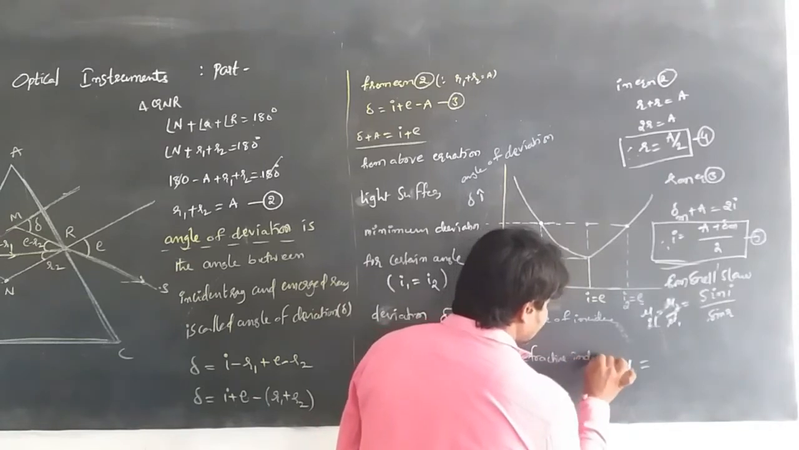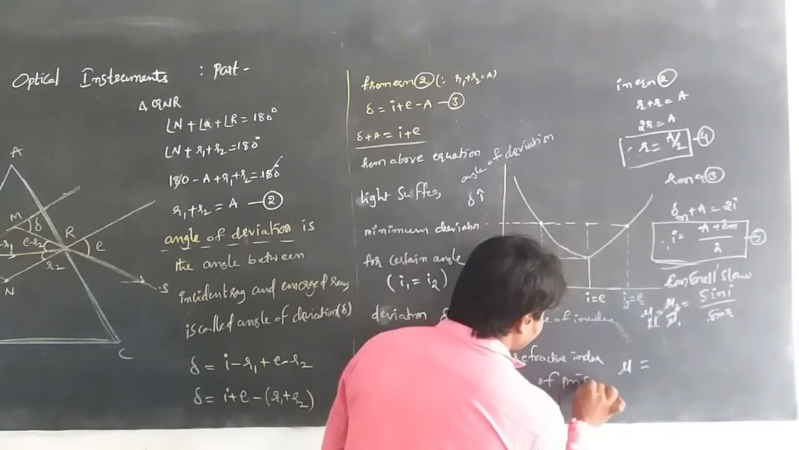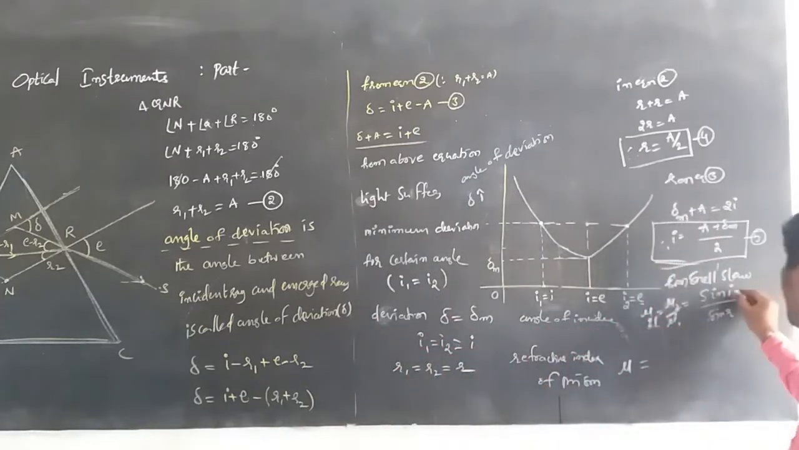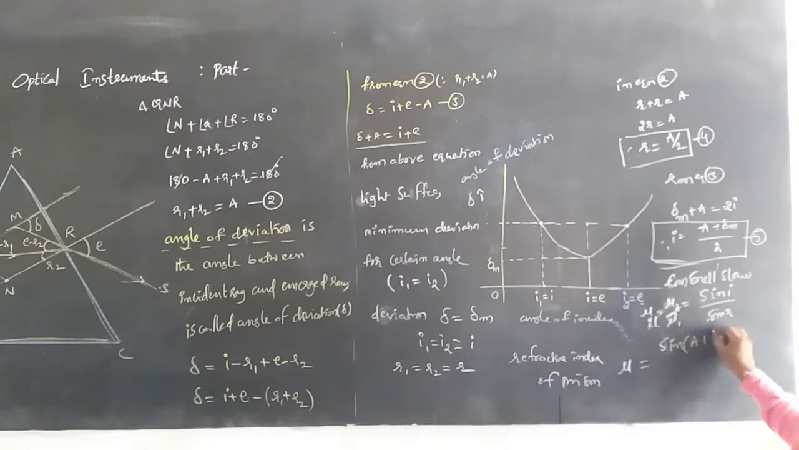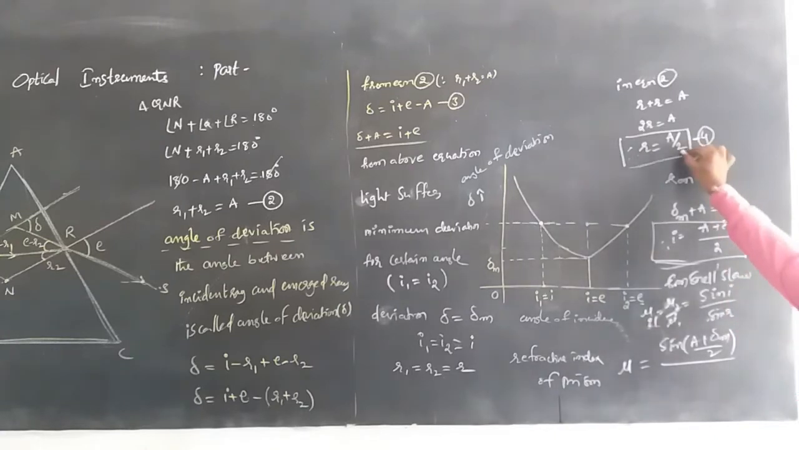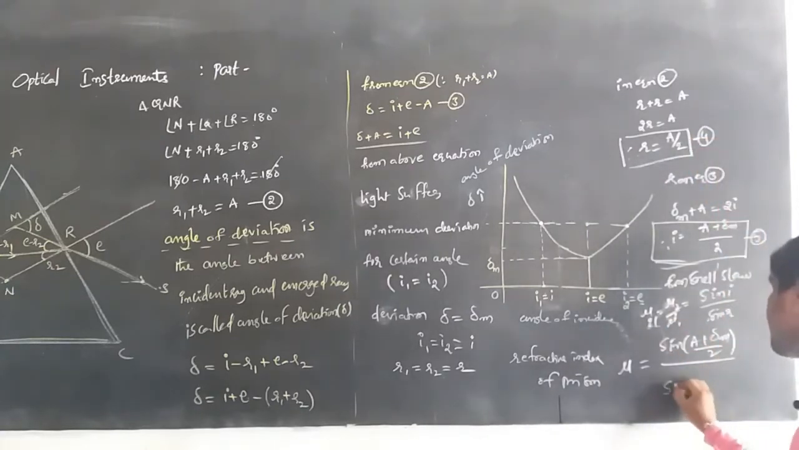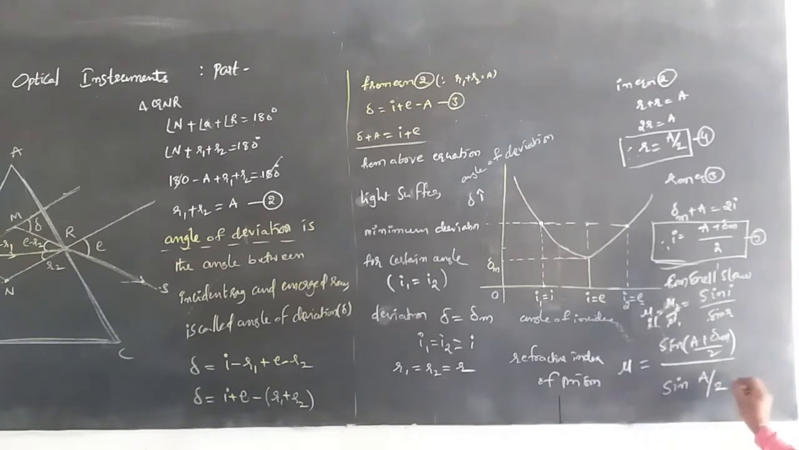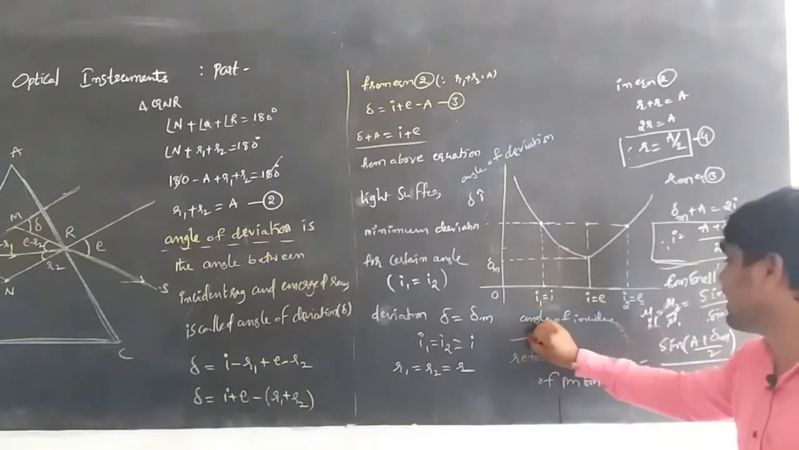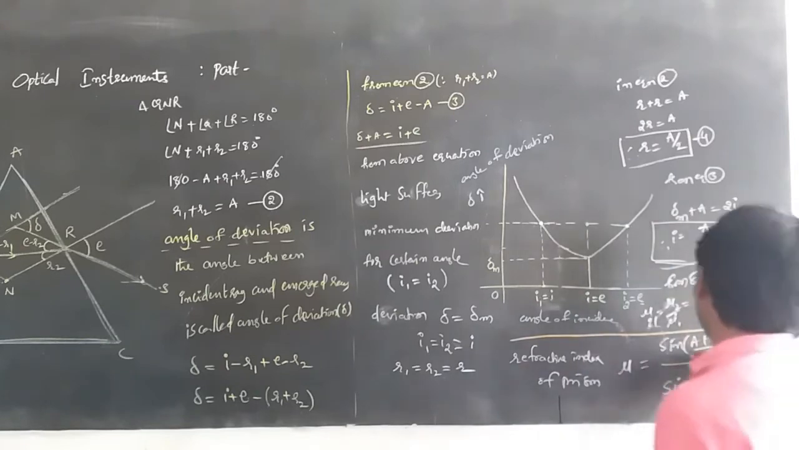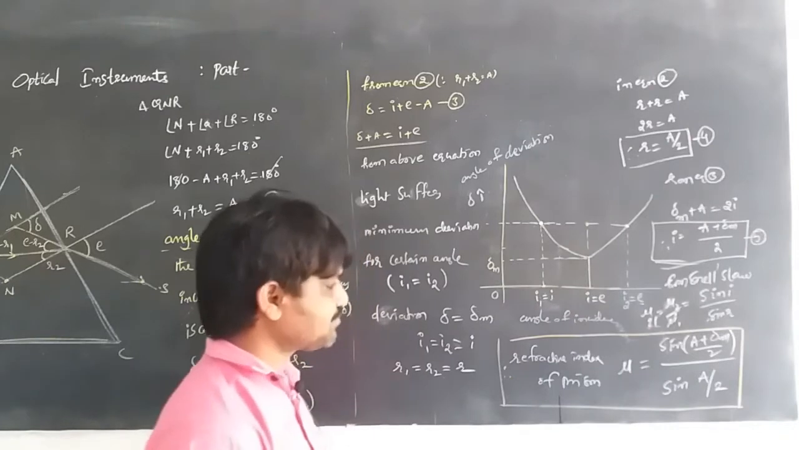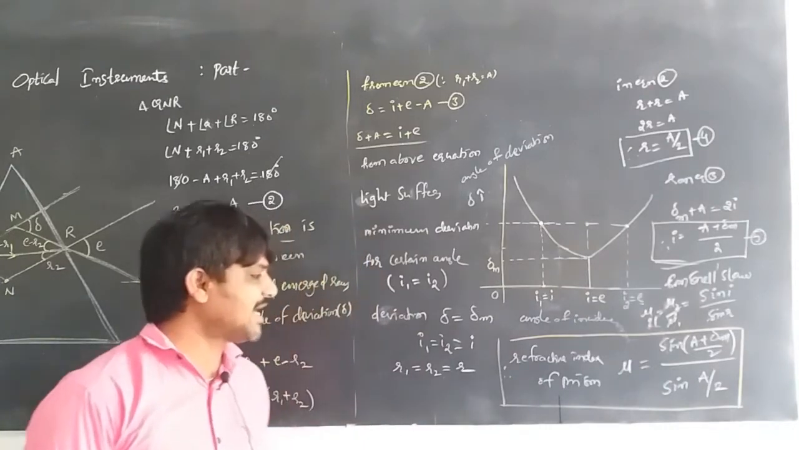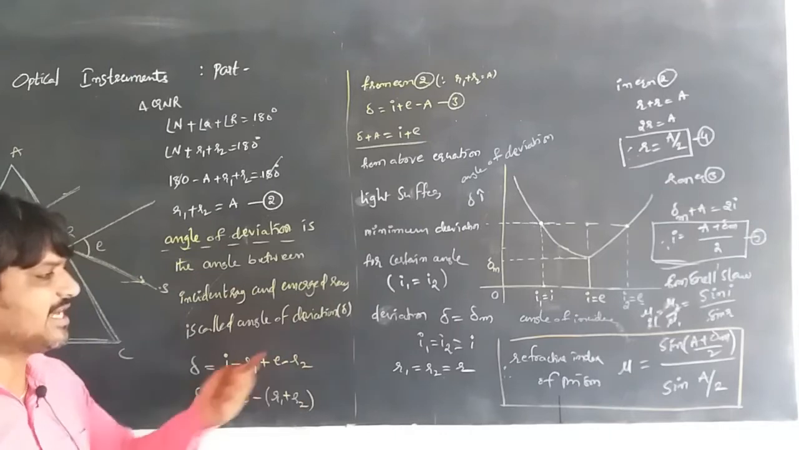Refractive index of the prism mu is equal to sin of A plus delta m by 2, divided by sin R, where R is equal to A by 2 from equation number 4, so sin A by 2. This is the expression for the refractive index of the prism: sin of A plus delta m by 2 by sin A by 2.